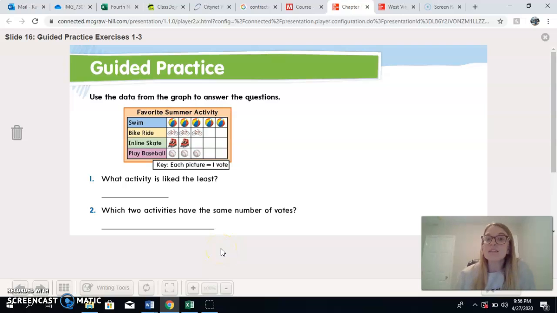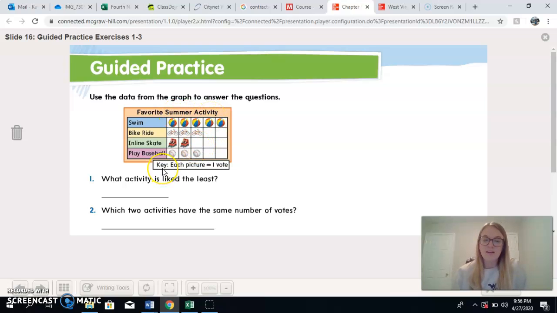Okay, we will do this last little bit of the guided practice together. So again, we didn't have to do the survey or ask questions to our family members or our friends. They already did the survey for us. They already asked all these questions to people they know. So the question must have been, what was their favorite summer activity? Because right here in orange it says favorite summer activity.